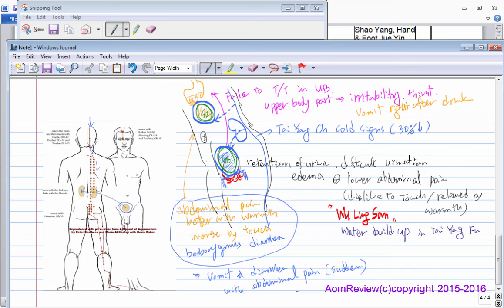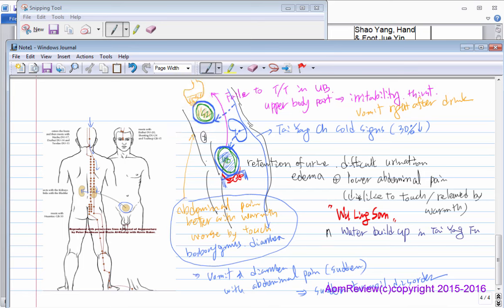This is very similar to, what is that? The sudden turmoil disorder. So this is what we call the Taiyang Fu condition. And for Taiyang Fu, there are two different types, but we have to study three things. So anyway, here's the Taiyang Fu.